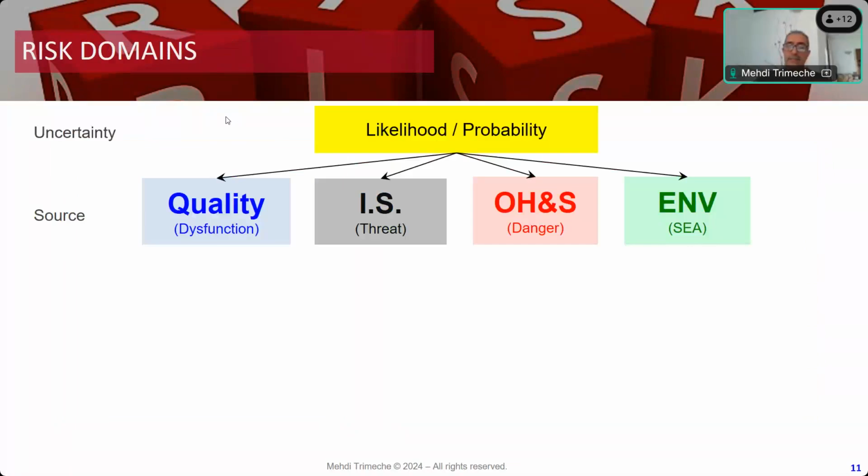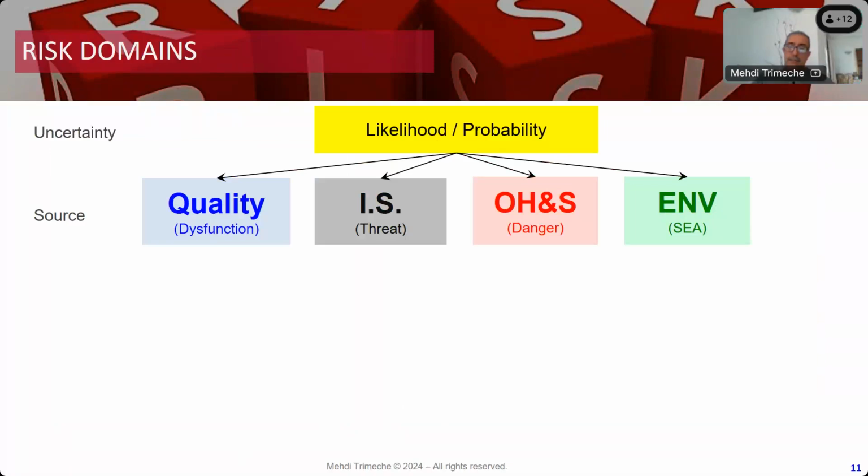Okay. The risk-based management approach can be used in any business domain and even in integrated management systems, including simultaneously many domains. Example, for quality, we can talk about dysfunction. For information system, we can talk about threats. For occupational health and safety, we talk about danger, which is the source. For environment, we talk about environmental aspects or significant environmental aspects. All of them use the risk approach to reduce or avoid problems like non-conformities or any kind of incidents.